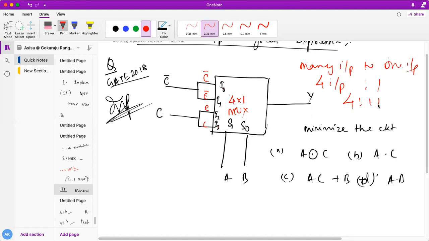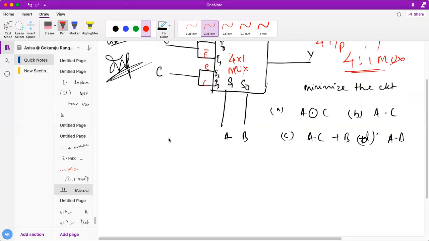So it's obviously a 4:1 MUX. This is the first thing I came to know. Next, how do we find the output of a 4:1 MUX? How many possible combinations are possible here? A bar B bar, A bar B, A B bar, A B. These are the 4 different combinations possible.